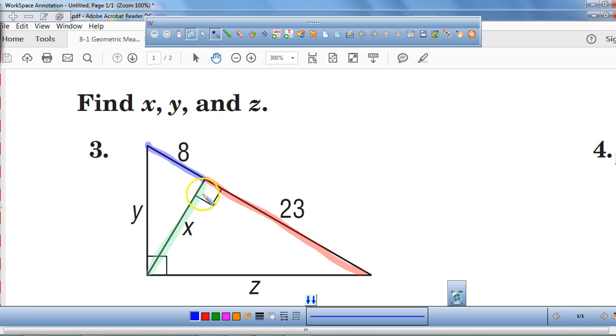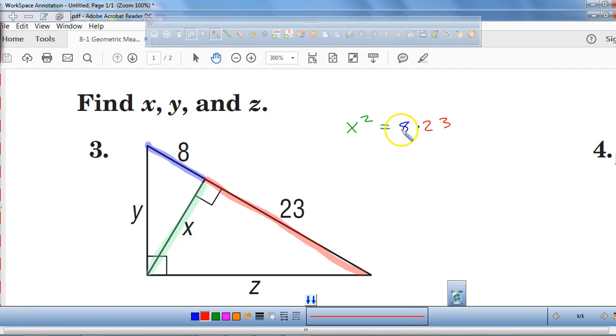So all you have to do is say x squared, and I'll change it to green. X squared equals 8 times 23. We're going to find the exact values and the approximate values. You would take the square root of this side, and you'd have to take the square root of this side. Now 8 times 23 is 184, but since we have to break down this radical anyways, we're just going to leave it the way it is.